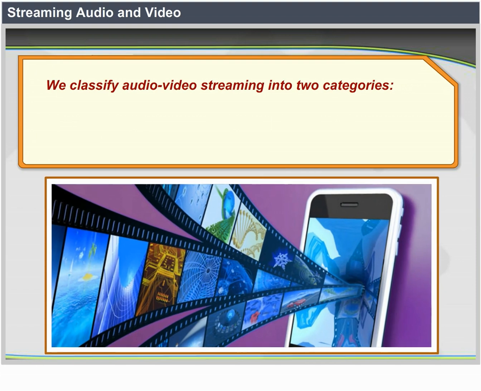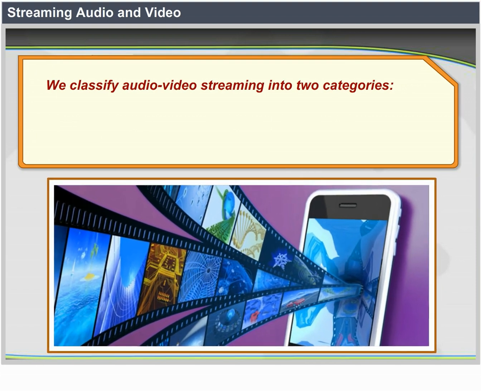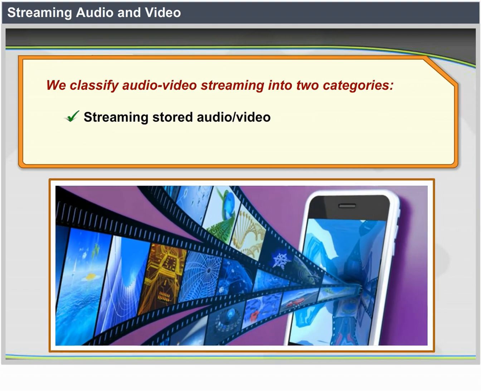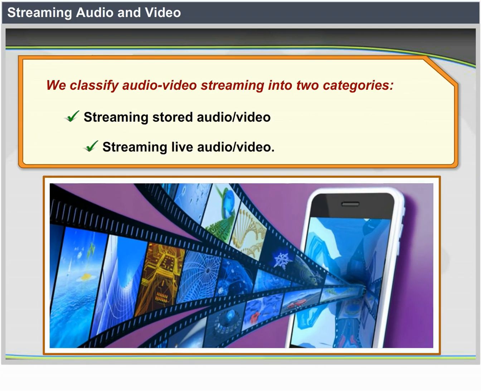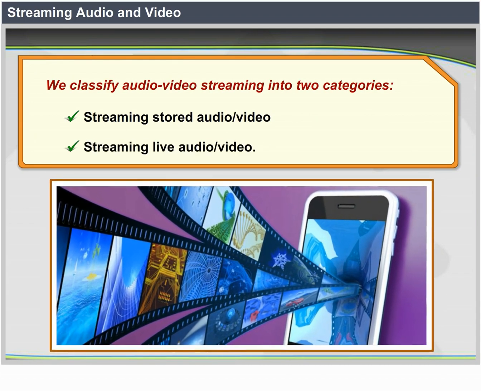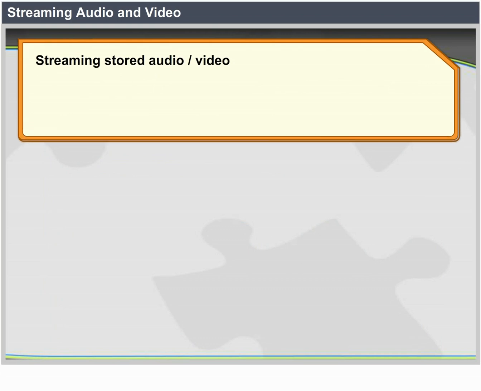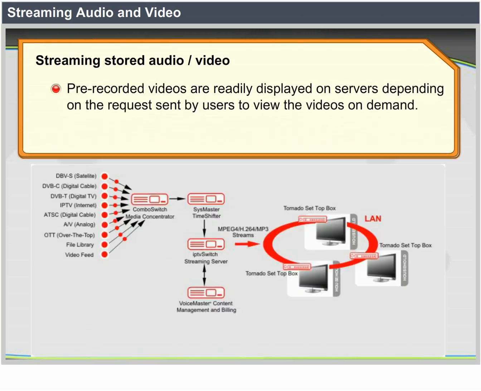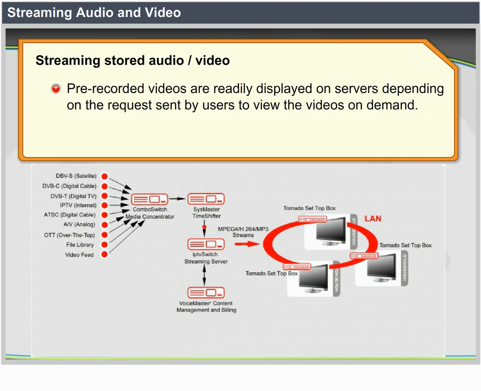Streaming audio and video. We classify audio-video streaming into two categories: streaming stored audio-video and streaming live audio-video. Streaming stored audio-video: pre-recorded videos are placed on servers and users send requests to the servers to view the videos on demand.